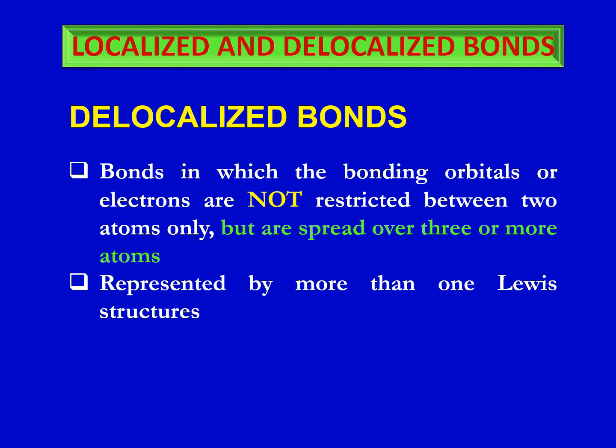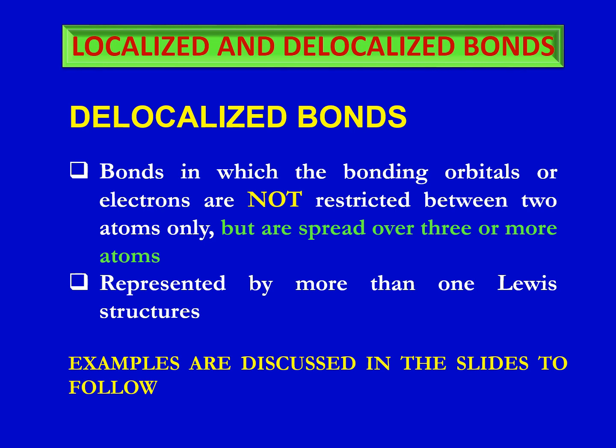So you can draw more than one Lewis structure for molecules which have delocalized bonds, and sometimes we call them canonical structures. We will discuss that in detail in another video when we discuss resonance. So more than one canonical form can be drawn for molecules having delocalized chemical bonds. Let's see some examples of such molecules.